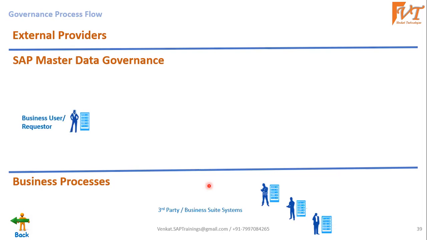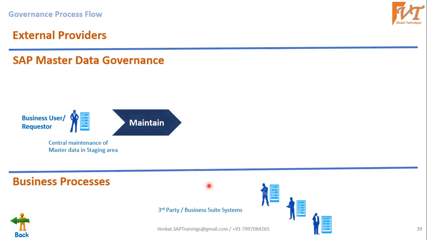Now, the requester is the business user creating the master data. The requester is the one who initiates the governance process in MDG. When the requester maintains the data, the staging area will be holding that data. We have seen that practically in the system. As soon as the requester creates and saves the change request, it will be available in the staging area. We call that the maintain step. That is the initial step of the governance process. Now, when the requester submits, it goes to the next level, validation.